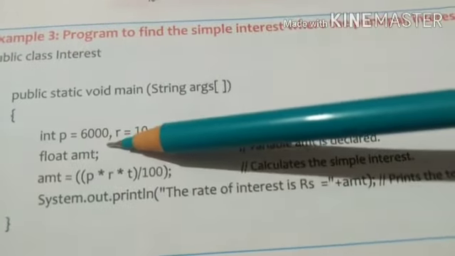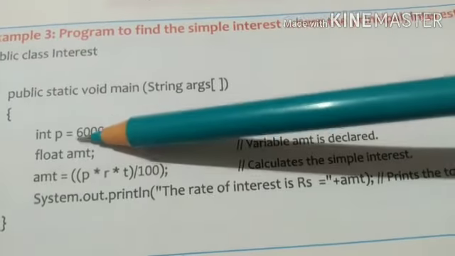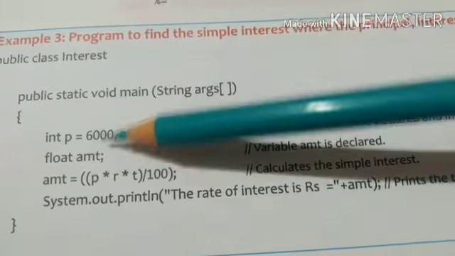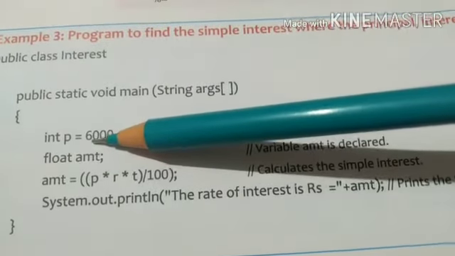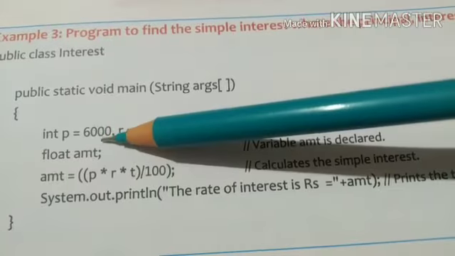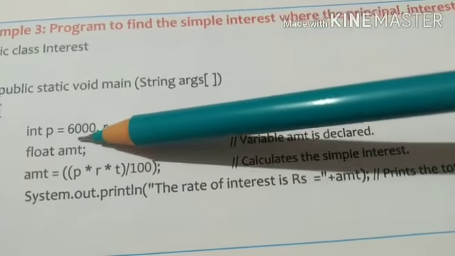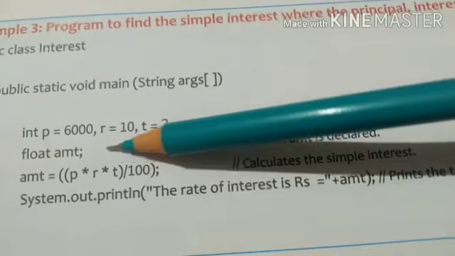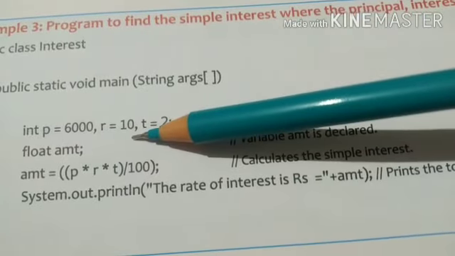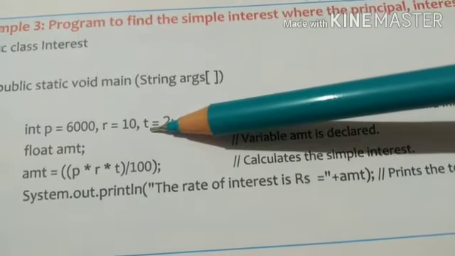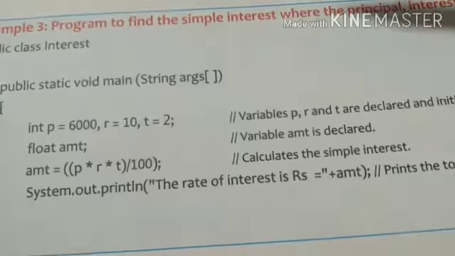int P is equal to 6000. Here we are taking the principal as an integer. It is not a double or float, meaning it is not decimal. So we are taking it as an integer. And rate also we are taking as an integer and time is also an integer.